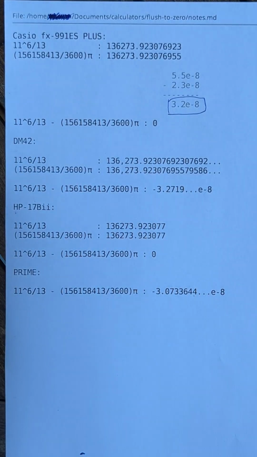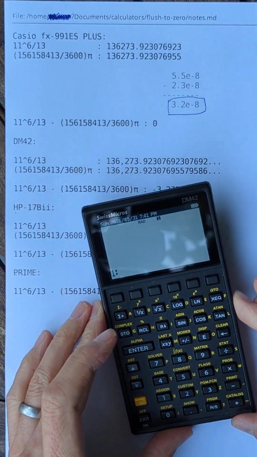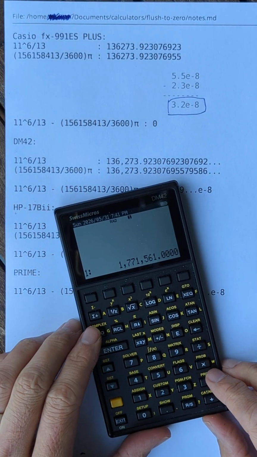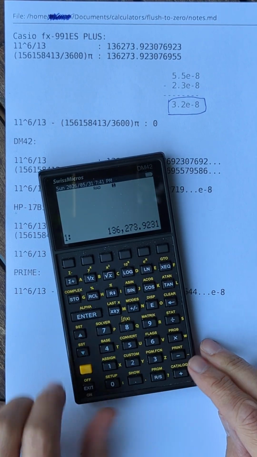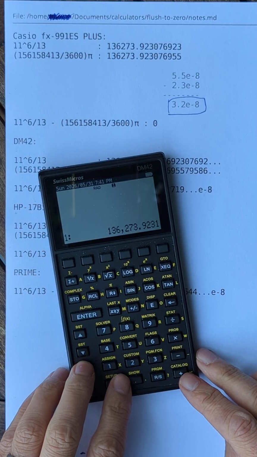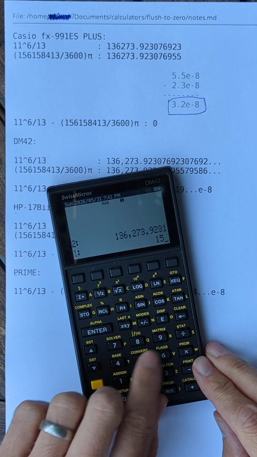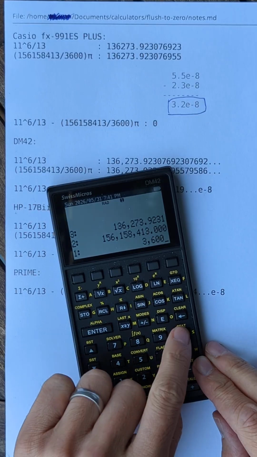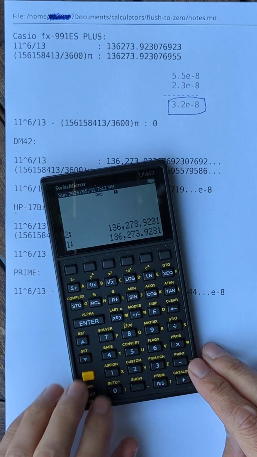Now then, let's have a look on the DM42, which is essentially like a reference value for this, because this is 34 digits. So 11 to the power 6 divided by 13. I've got it showing 4 decimal places at the moment, but you can show all 34 there. Then 156,158,413 divided by 3600, times by pi, and there we've got two different numbers.